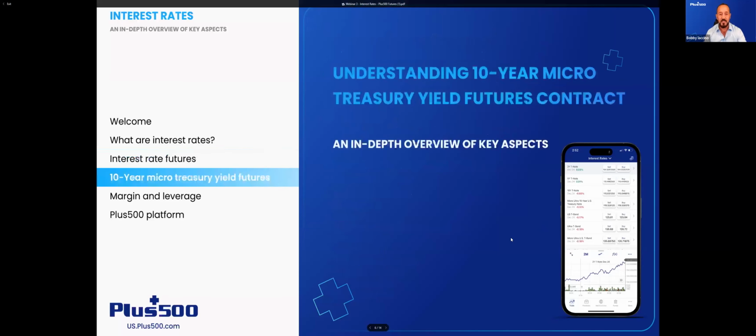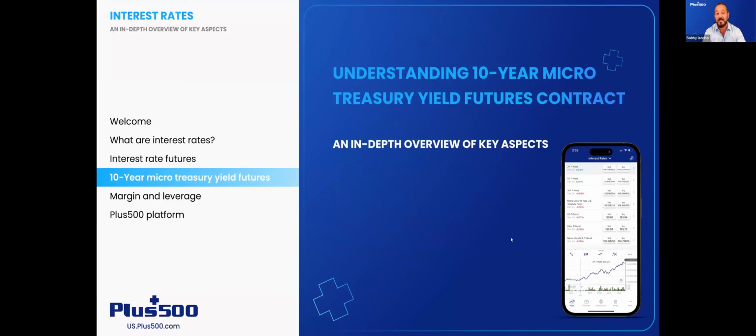But for the purposes of this, let's look at the 10-year micro treasury yield futures contract. So why am I pointing you to this? As I mentioned earlier, when you hear people talk about finance and macroeconomics, you'll hear them talk about the yield, not the price. The relationship with interest rates between price and yield is if price goes up, yield is going down. And if price goes down, yield is going up.